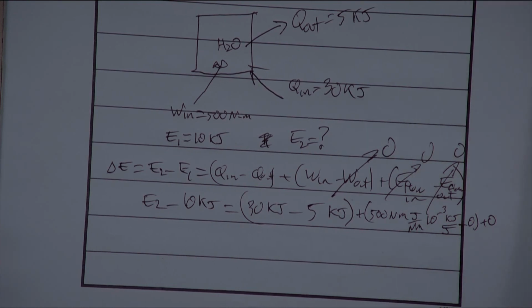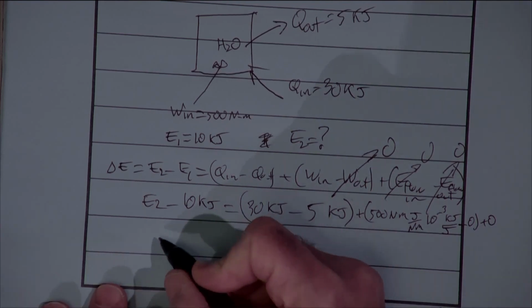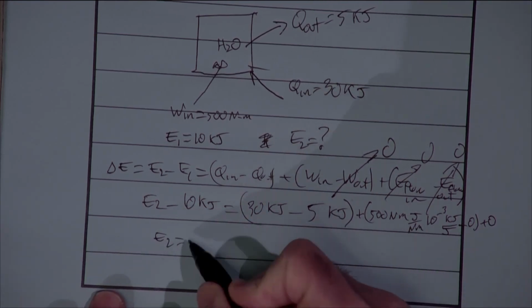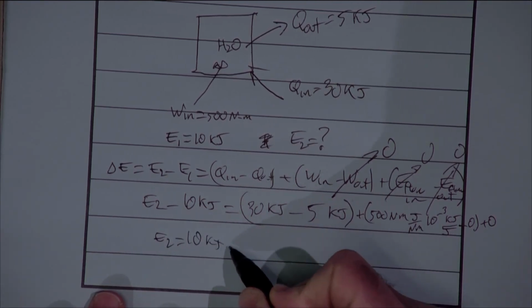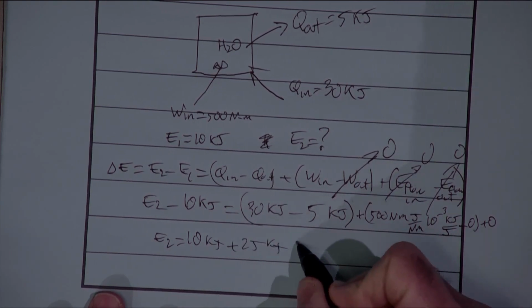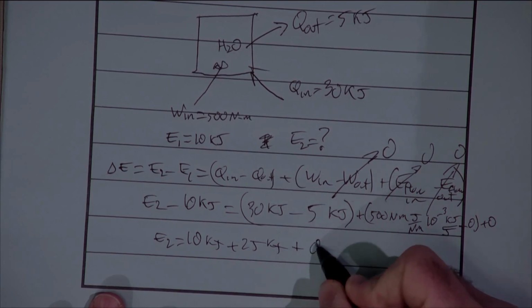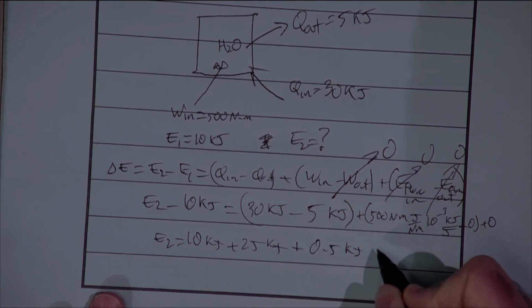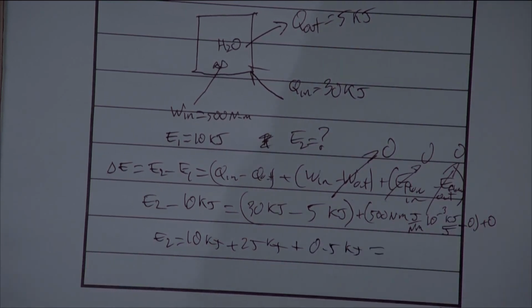It's just a matter of going through the mathematics. We end up with E2, and let's see, the 10 goes over to the right-hand side, and then we have 25 kilojoules, and then we have a plus, and this is 0.5 kilojoules. So basically E2 is just 35.5.